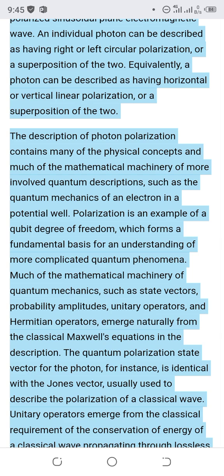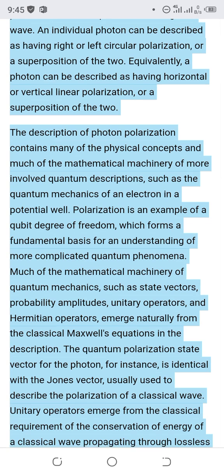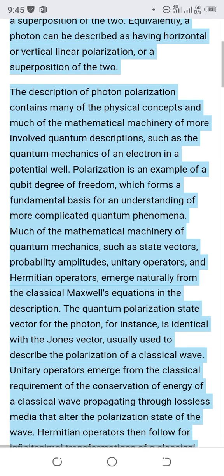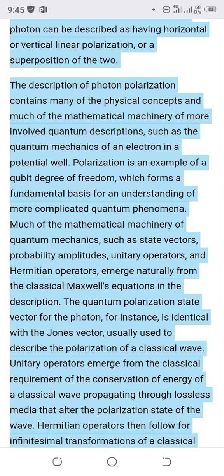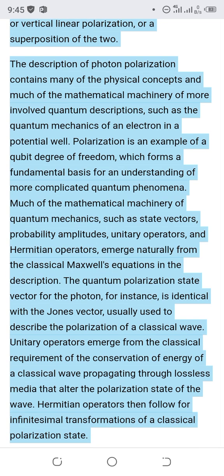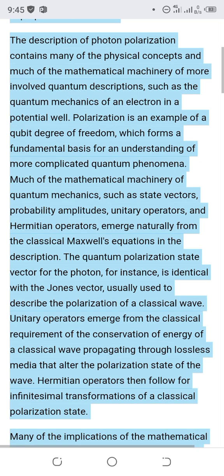Polarization is an example of a qubit degree of freedom, which forms a fundamental basis for an understanding of more complicated quantum phenomena. Much of the mathematical machinery of quantum mechanics, such as state vectors, probability amplitudes, unitary operators, and Hermitian operators, emerges naturally from the classical Maxwell's equations description.